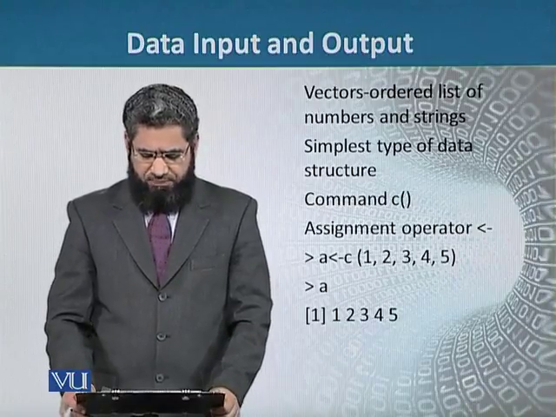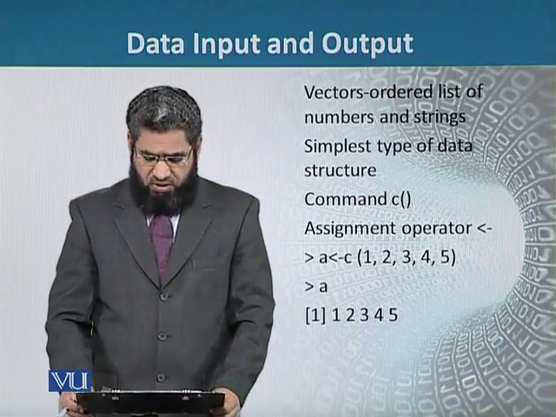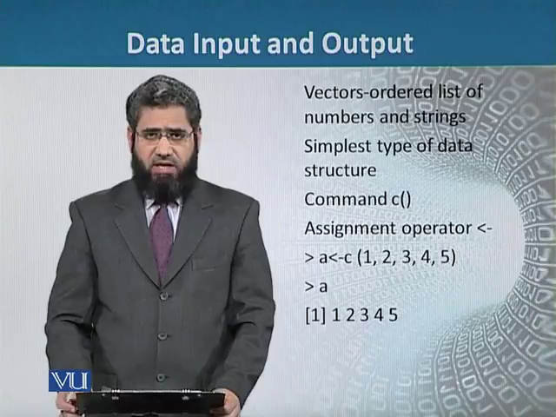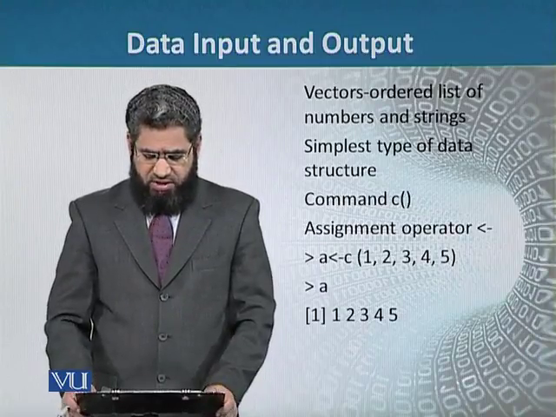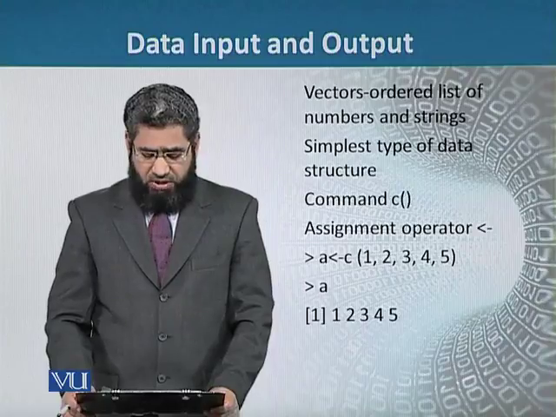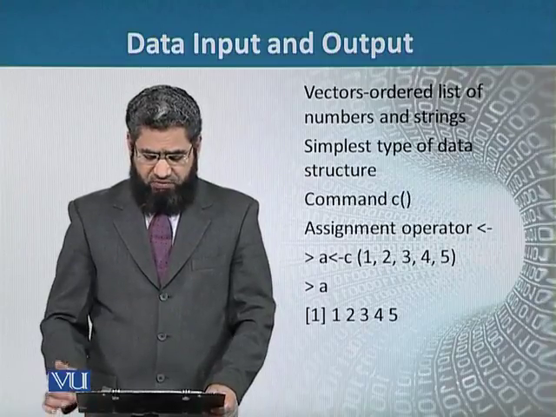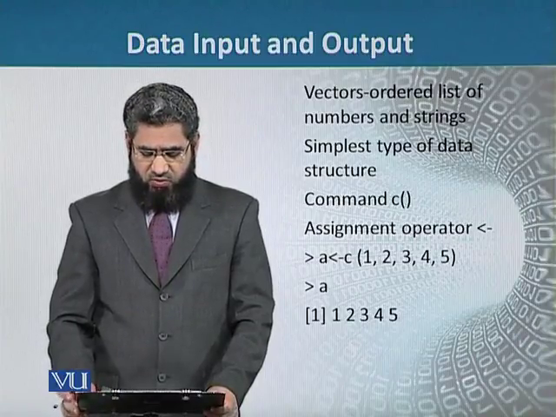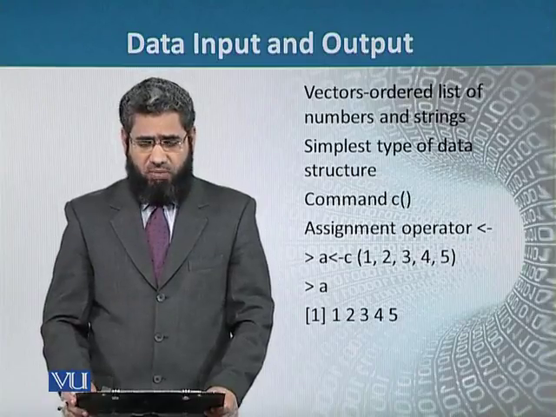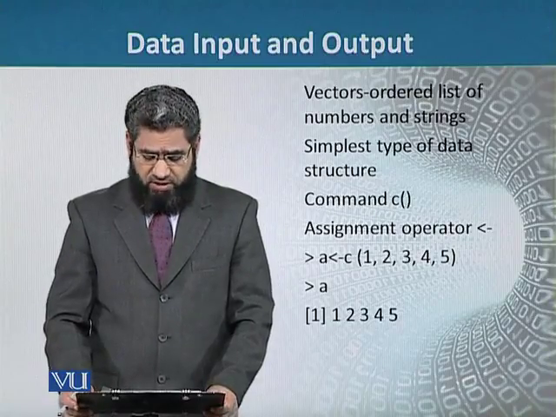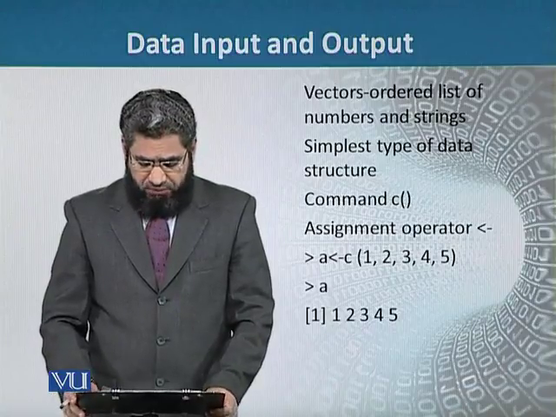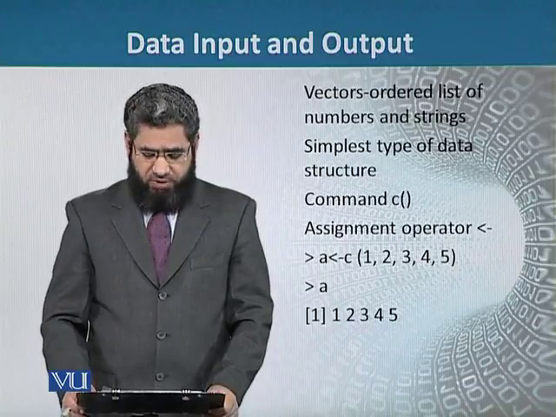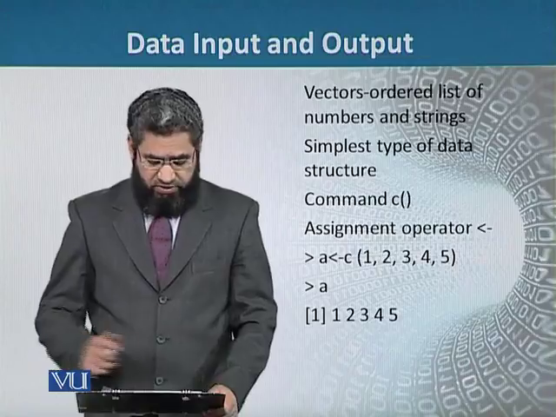And these vectors are saved in an object by using the less than sign coupled with the minus sign. So if we want to save the vector, we write a, then less than sign and minus, then c, and we can write 1, 2, 3, 4, 5 separated by commas. And we can know the numbers present in the object by writing the name of the object, and we will get the answer 1, 2, 3, 4, 5.